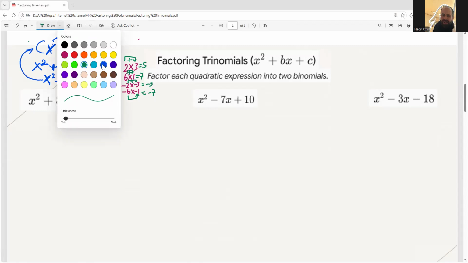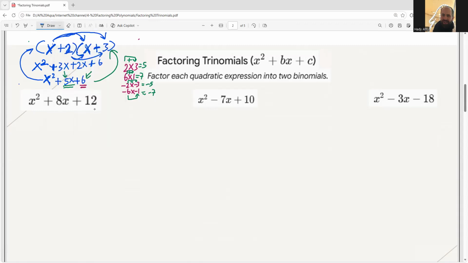Let us change the color here. So I have x squared plus 8x plus 12. I want to change this into two binomials. I will look at the last term. What are the numbers if I multiply them, I'll get 12? Okay, we have 3 times 4, 6 times 2, 12 times 1. And considering that 12 is a positive number, the only two things that can get you a positive number is a positive number multiplied by a positive number, or a negative number multiplied by a negative number. So you can use the same combinations, but all of them will be negative.